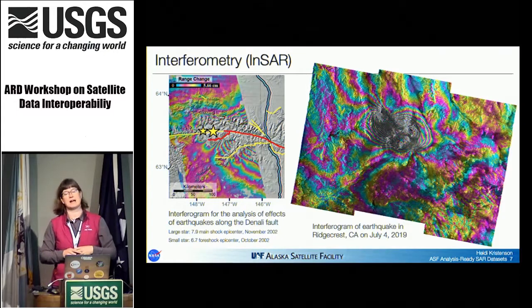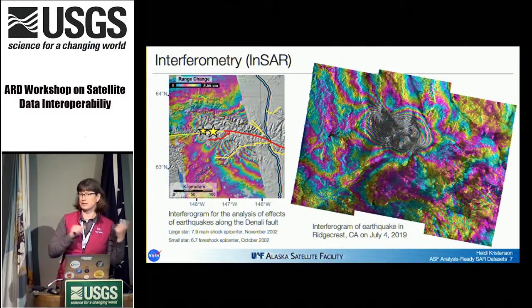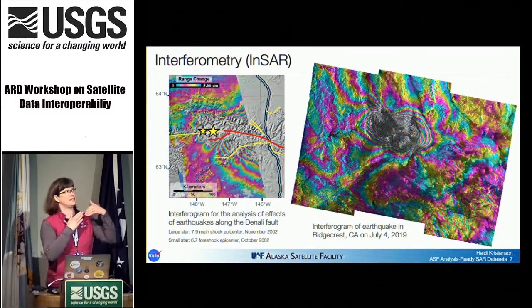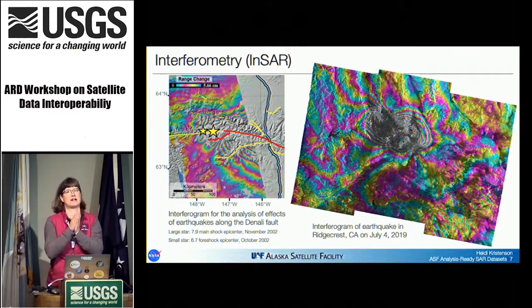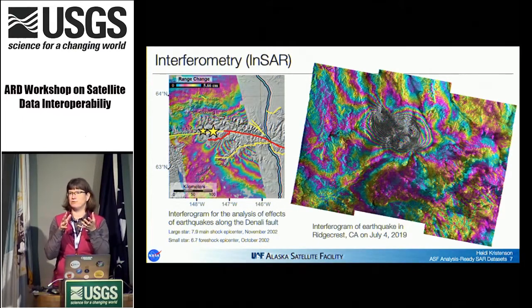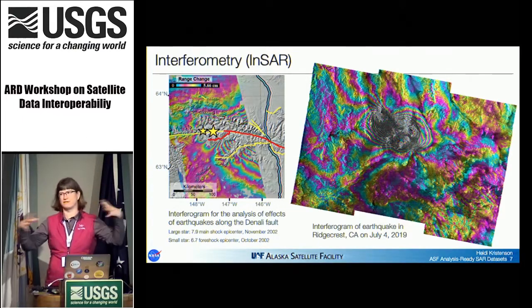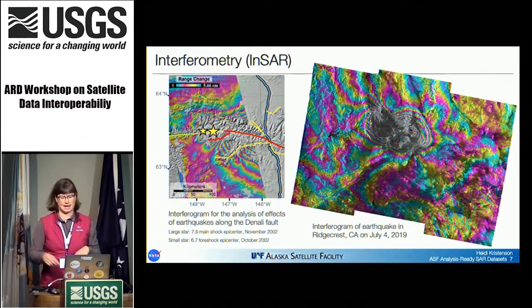So this is an interferogram of the earthquake last month, just here in Northern California. And you can see very clearly that where the fringes are tighter together, that's where there's more deformation. And then the wider fringes, there's less change that's happened.